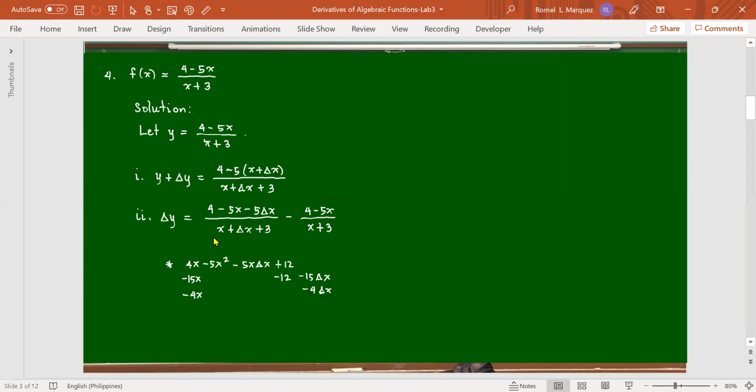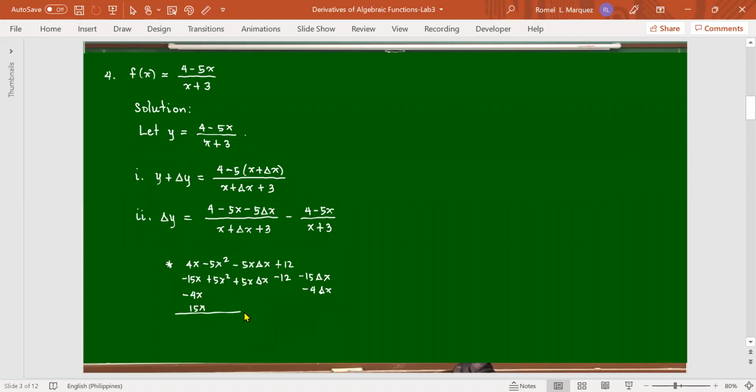So everything is positive. 5x times x, 5x squared, here. And then we have 5x delta x, so it's here. Last, 5x delta x, because preceded by negative, negative, positive. Everything is positive. 5x times 3, 15x. So I'm going to put it here. Okay, guys? So, am I clear with this?